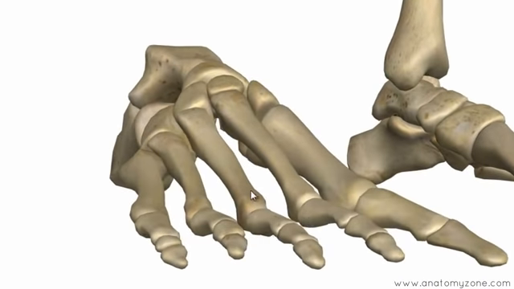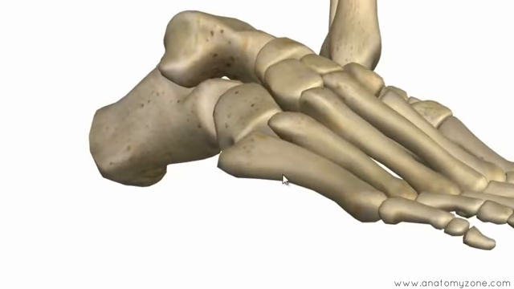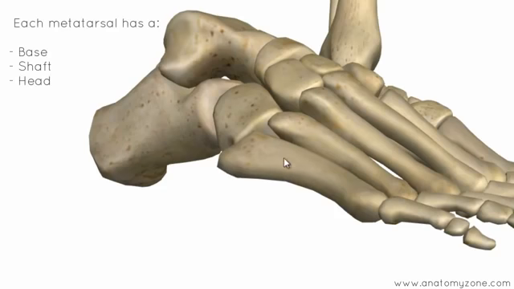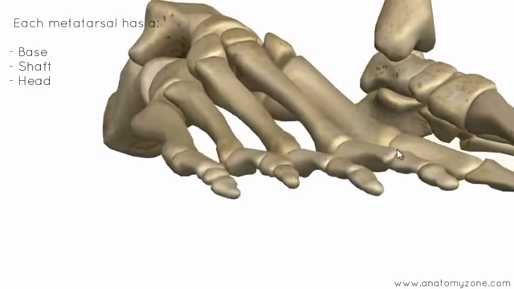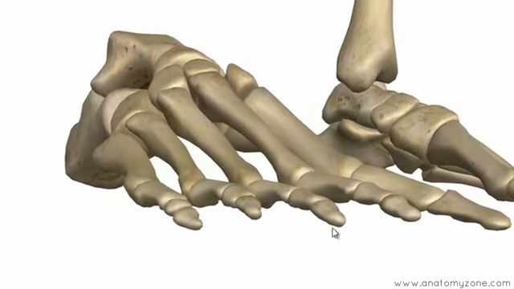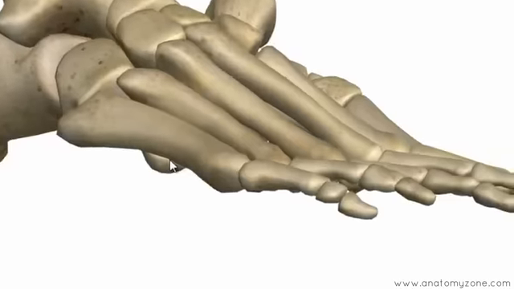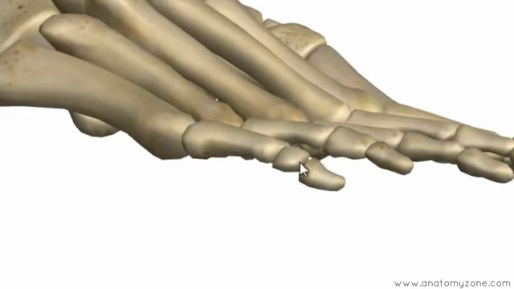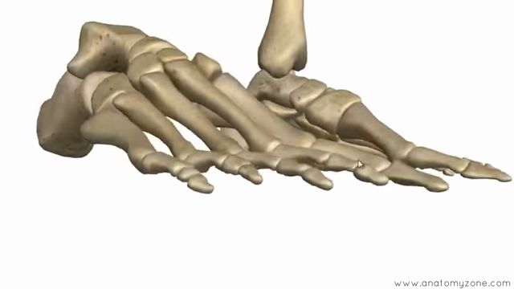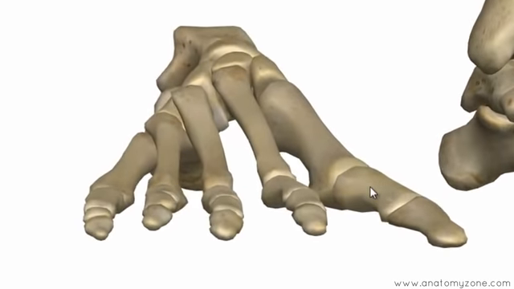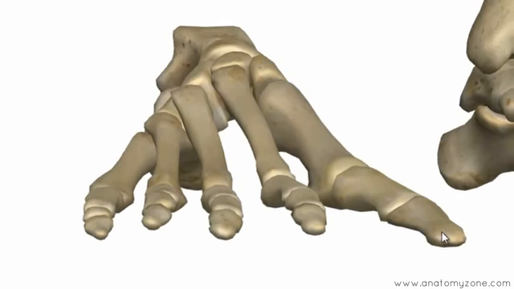Anterior or distal to the distal tarsal bones, you've got the 5 metatarsals. You've got a base, a shaft and a head to each metatarsal, and then even more distally you've got the phalanges. The phalanges consist of 3 bones, so you've got a proximal, a middle and a distal phalanx, except for the great toe which just has a proximal and distal phalanx.